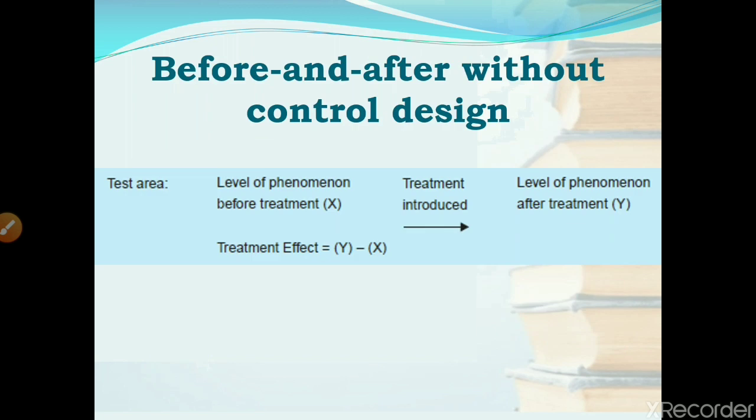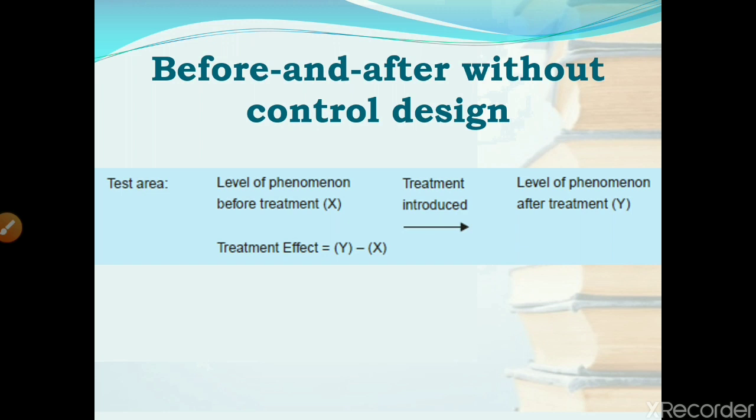The first comes before and after without control design. In such a design, a single test group or area is selected and the dependent variable is measured before the introduction of the treatment. The treatment is then given and then again the dependent variable is measured.